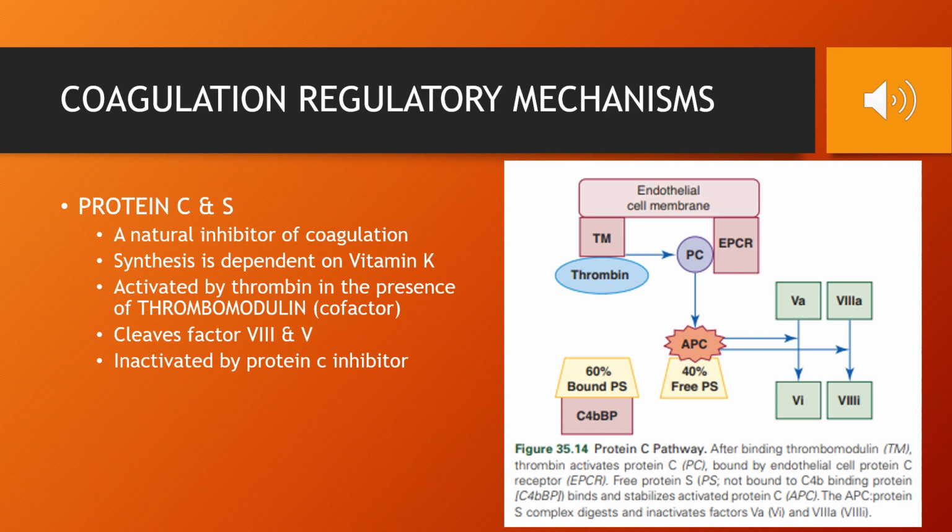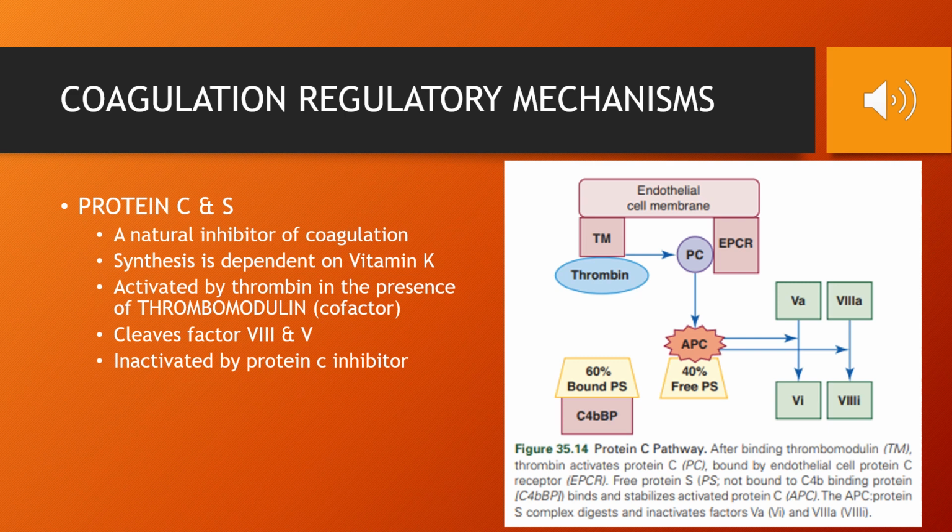So both are natural inhibitors of coagulation, and their synthesis is dependent on vitamin K. So they are activated by thrombin in the presence of thrombomodulin, which is a cofactor, and then cleave factor 8 and factor 5. So both are inactivated by the protein C inhibitor. So on your right side, you can see a figure showing the protein C pathway.